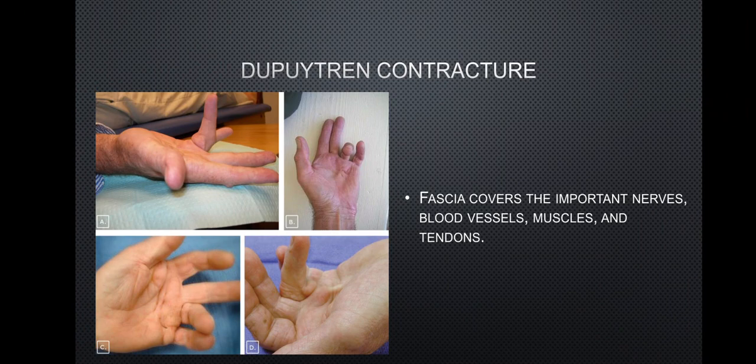As a result, the proximal phalanx and later the middle phalanx become flexed and cannot be straightened, whereas the terminal or the distal phalanx remains unaffected. The ring finger is the most commonly involved in the contracture, as you could see in the image, where there is the flexion of the proximal and the middle phalanx, whereas the distal phalanx is unaffected.